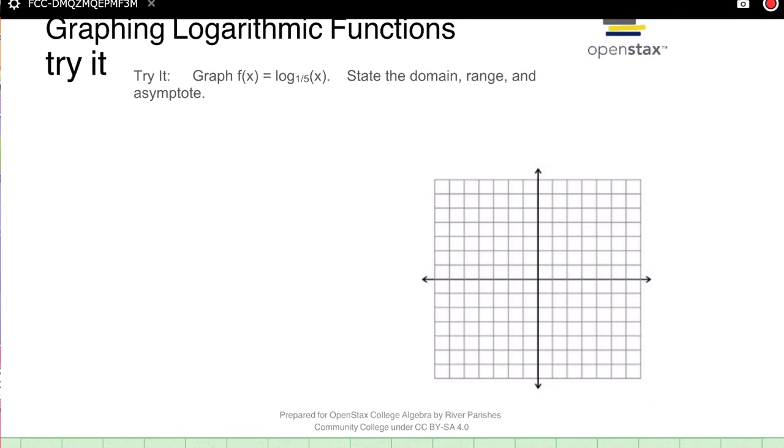Graph f of x equals log base 1/5 of x, and then state the domain and the range and the asymptote. Okay? And then when you're finished, unpause the video and we'll go over it.